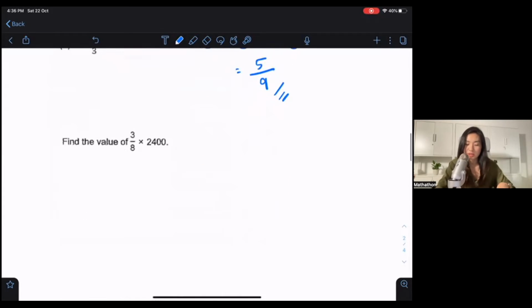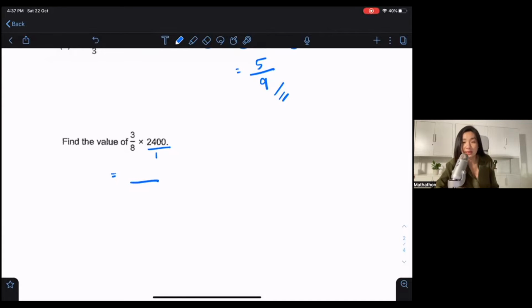Moving on to the next question. It is actually the same thing here. We have 3 out of 8 multiplied by 2,400. So 2,400 is a whole number, but you can apply both methods. Let's just apply the first method. 2,400 is the same as 2,400 out of 1. Now I'm just going to multiply numerator with numerator, denominator with denominator. Let us do the denominator first.